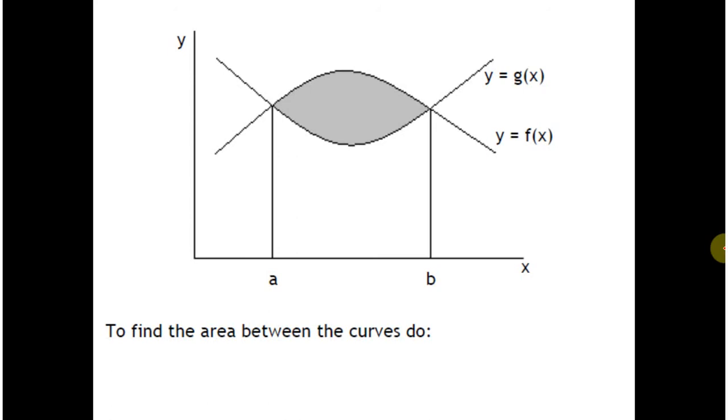Right, so in this case we've got a curve y equals f of x, which is at the top, and a curve y equals g of x, which is at the bottom. We want to find the area between the curves between x equals a and x equals b. To find this, we do the integral between a and b of f of x dx, the integral of the top curve, minus the integral between a and b of g of x dx, the bottom curve.